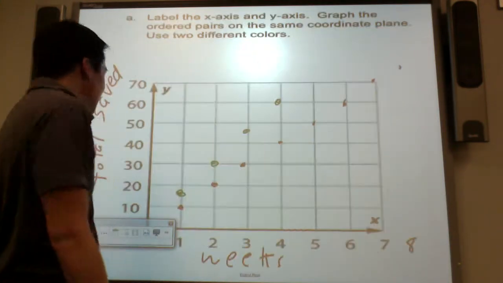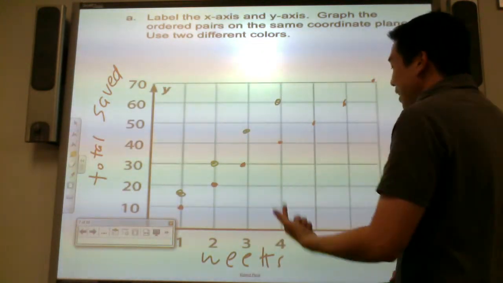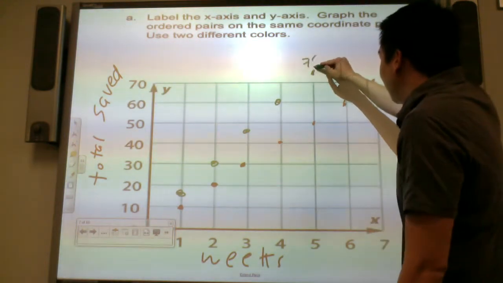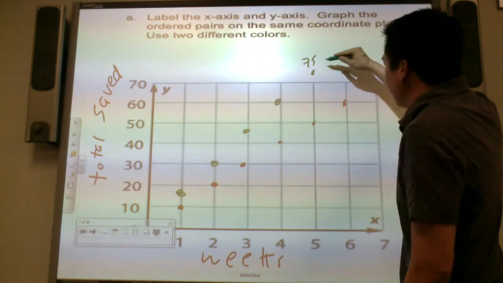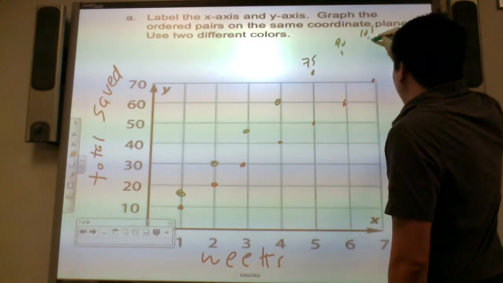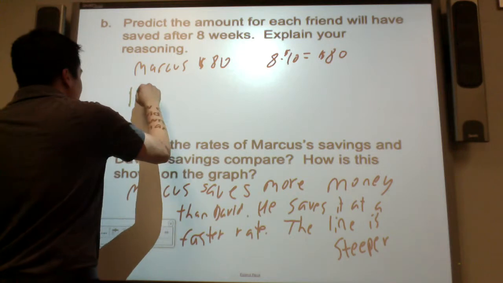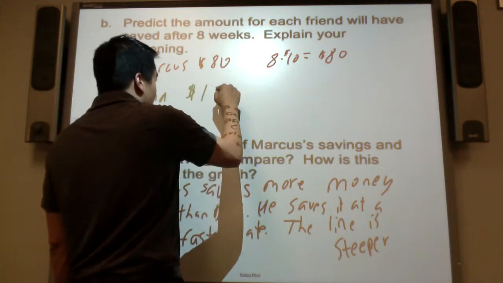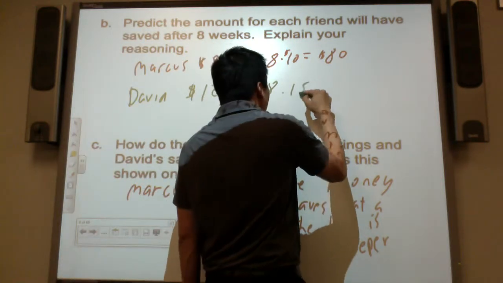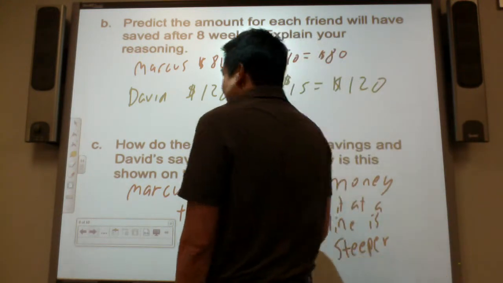His friend saves $15 each week. So $15, 30, 45, 60. Another $15 will be $75 right here. Add another $15 to the 6th week, it'd be $90. Add another $15, it'd be $105. Add another $15, it'll be $120. So his friend David has $120. Or another way, each week, for 8 weeks, he saves $15. So it's $120. So that's how I was able to find it.